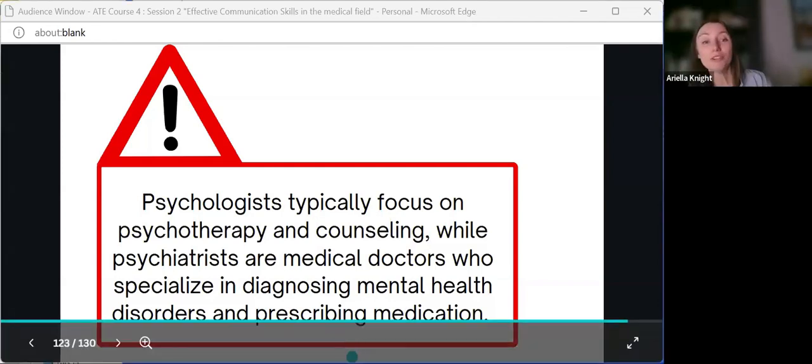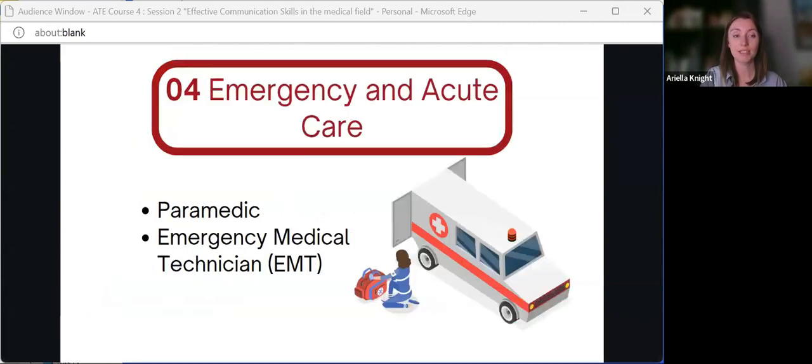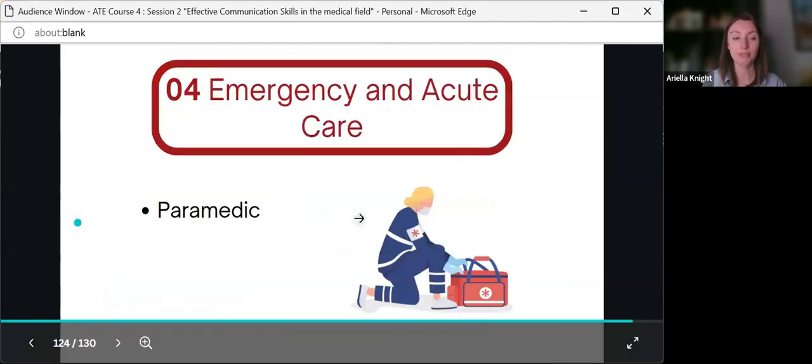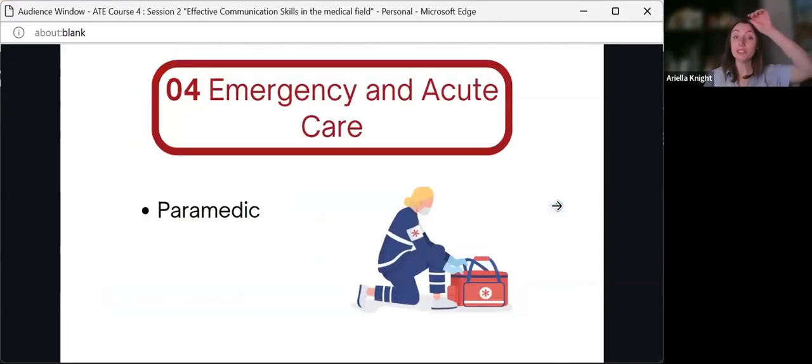All right, next we have emergency and acute care. So we have paramedics. We have EMTs, and this is a position where we really use the acronym EMT. These are emergency medical technicians. All right, both paramedics and EMTs you will find coming to, oh, you don't see the slide. Oh, classic. I did it in the wrong way again. All right, here we go. So emergency and acute care, hopefully you can see it now.